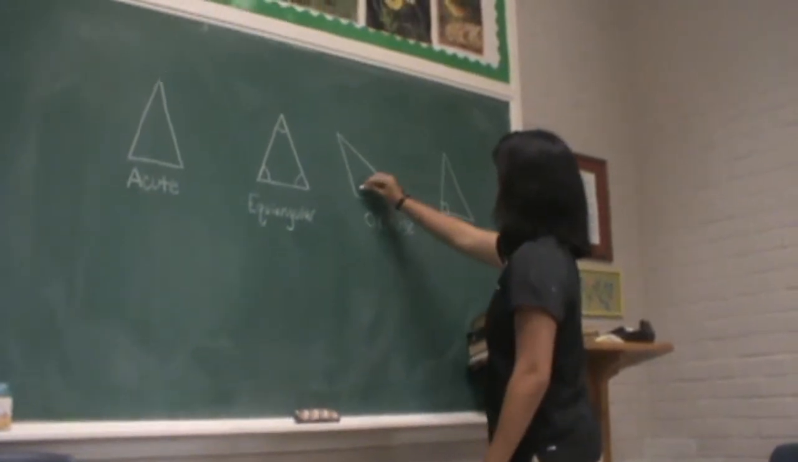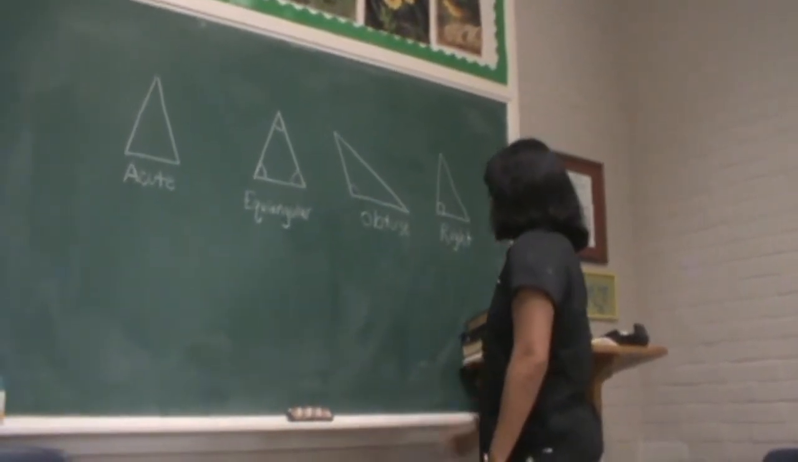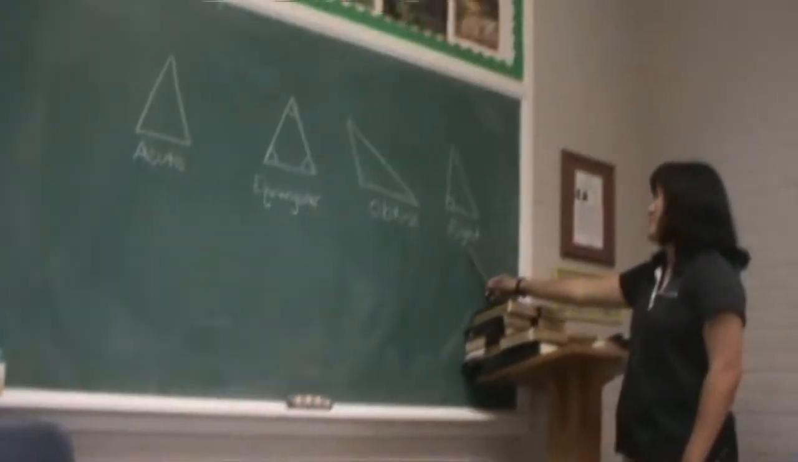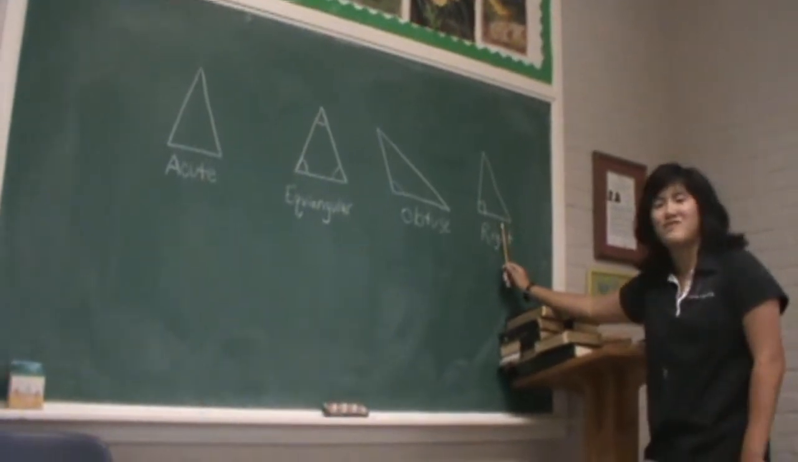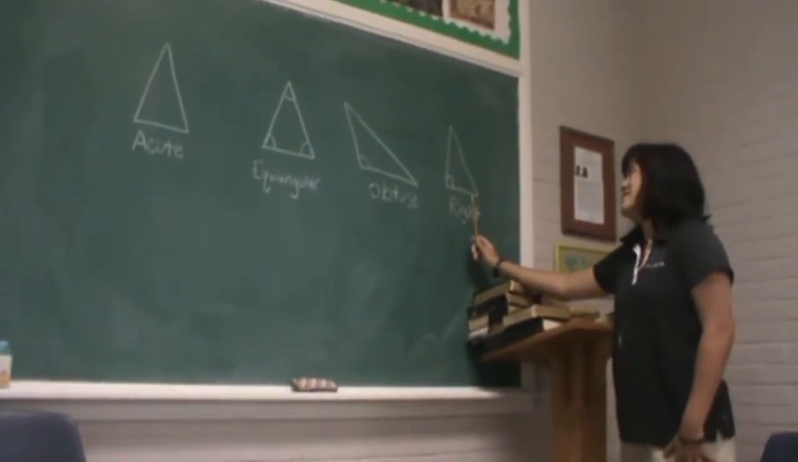This is an obtuse triangle, which means one of the angles is more than 90 degrees. As you can see here, this is more than 90 degrees. This is a right triangle. I don't know if you can see it from where Tori is filming, but it has one right angle, which means that the angle is 90 degrees.